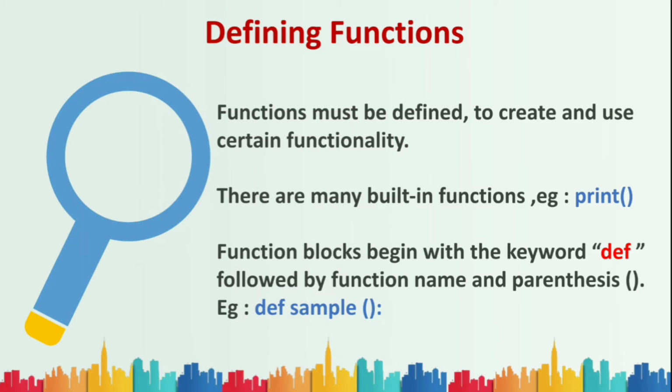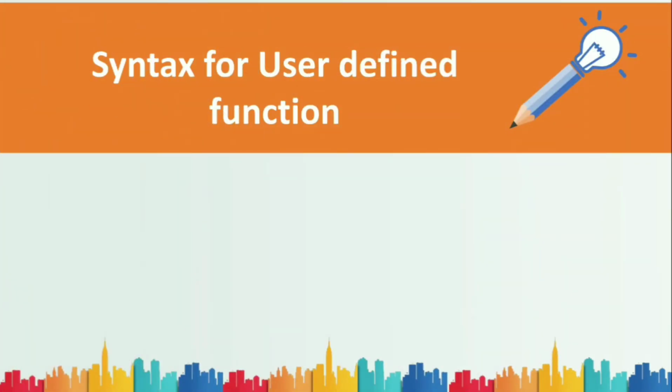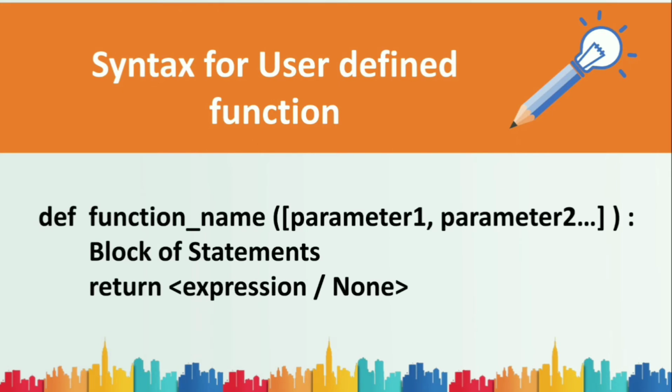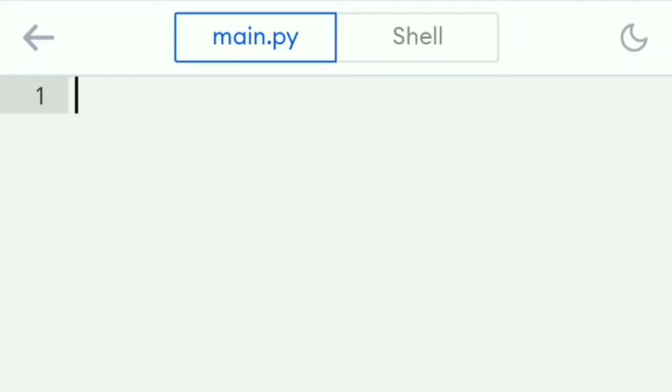To build a function, we should begin with the keyword def, that is DEF, definition, and followed by the function name, and you should end up with parenthesis. At last, you should end up with colon. So this is the example for functions, that is def, sample, parenthesis, and colon. Let us see the general form, that is syntax for user defined function. Keyword def and function name followed by parameters and end up with a colon, and all the action blocks should be given tab space.